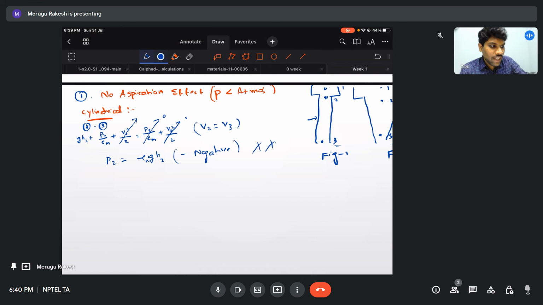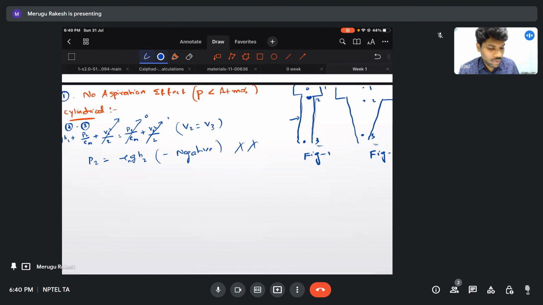There should not be any negative pressure at point 2. It should be a laminar flow without any turbulence. This is happening because it is a cylindrical sprue. We are not following the shape of the fluid flow. Now let us apply the same formula for the tapered sprue and examine that also.